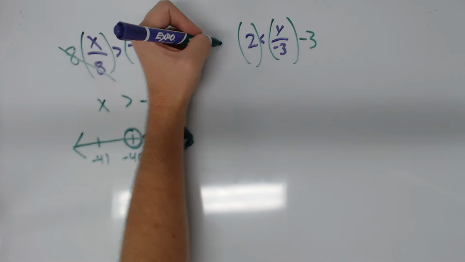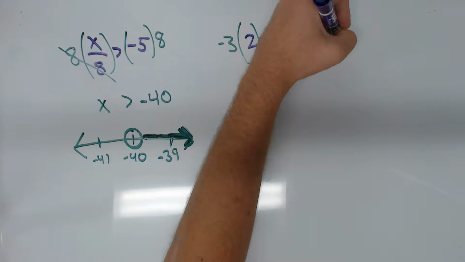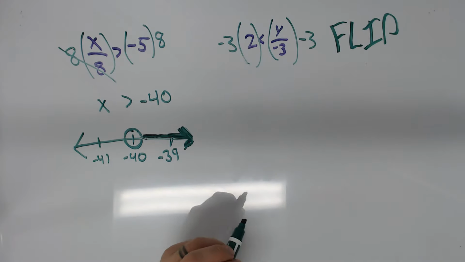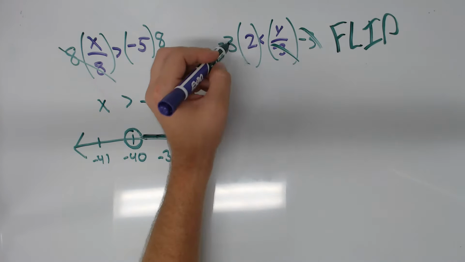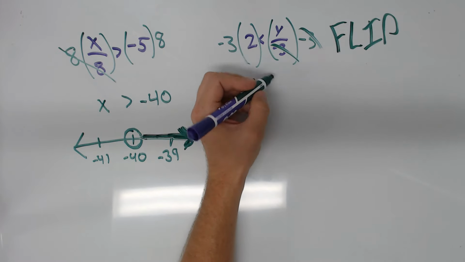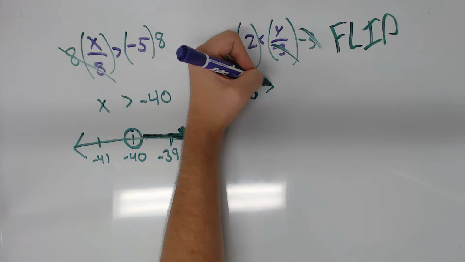So not only do I do my regular multiplication step, but I'm going to write, you'll see me do this whenever I do notes or problems at the board too, flip. So these negative 3's cancel out. Negative 3 times 2 is negative 6. But now instead of that symbol, I'm going to flip it and make it the greater than symbol. So this is what flipped the symbol.